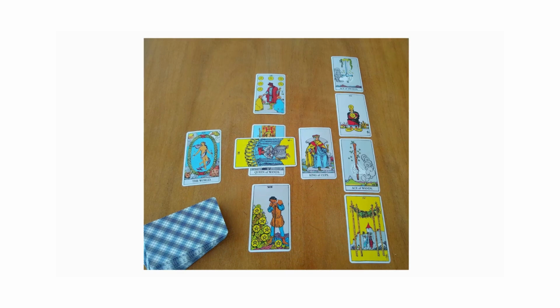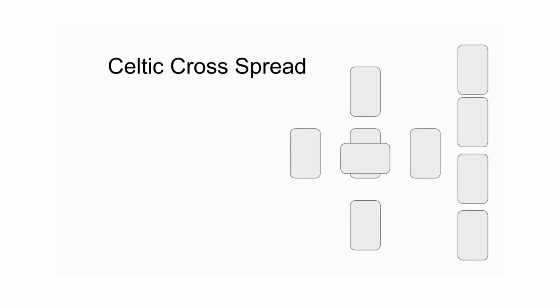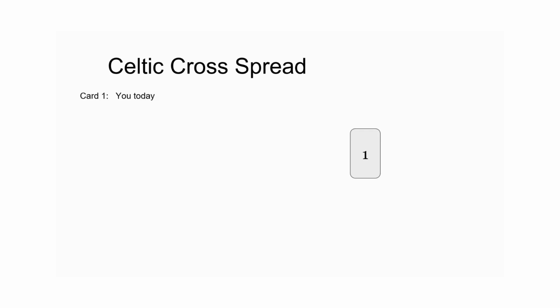The Celtic cross can be a little intimidating, so let's break it down. Again, there are a couple different methods for Celtic cross, but this is the one I use. Lay your first card in the middle. This is your significator, and it represents where you're at today.